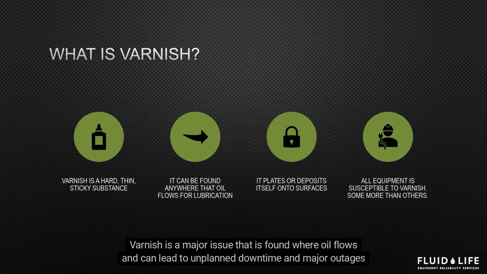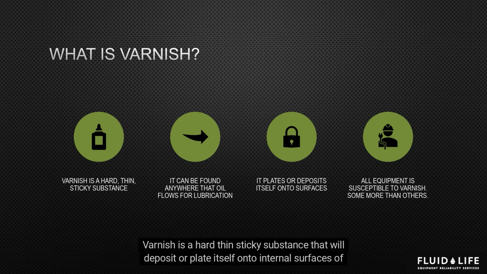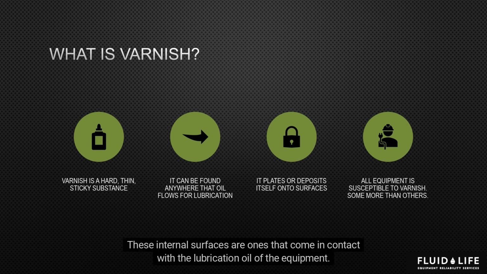Varnish is a major issue that is found where oil flows and can lead to unplanned downtime and major outages of equipment. Varnish is a hard, thin, sticky substance that will deposit or plate itself onto internal surfaces of equipment. These internal surfaces are ones that come in contact with the lubrication oil of the equipment.